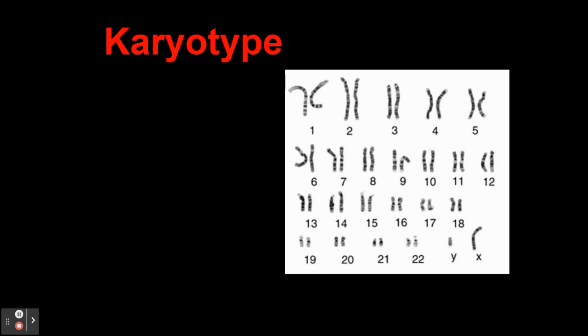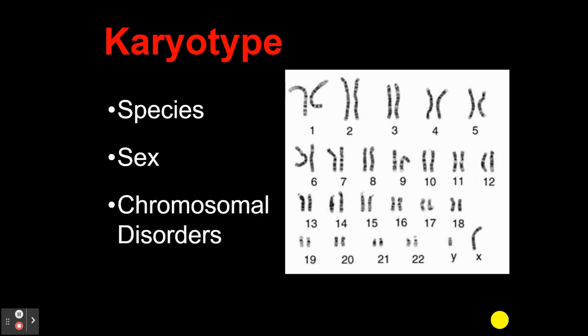Now, a karyotype, a picture of the chromosomes, can tell us three things: the species, so this is a human, it's got 46 chromosomes; the sex, this is a male, it's got an X and a Y; and if it has any chromosomal disorders, and in this case, this person does not.